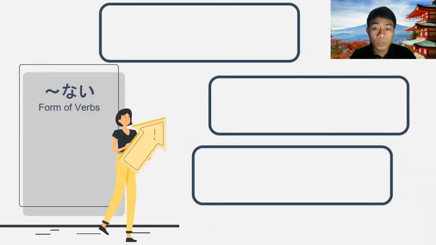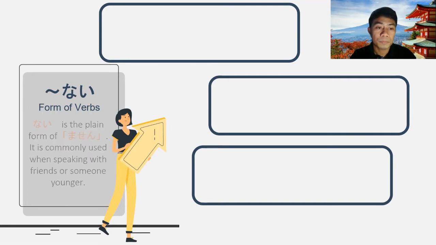Before we go to the conjugation, first, we need to know the nai form of some verbs. Nai form of verbs. Nai is the plain form of masen. It is commonly used when speaking with friends or someone younger. Nai and masen have the same meaning. The only difference is that masen is in the polite form. So now, I am going to show you how to make verbs into their nai form.